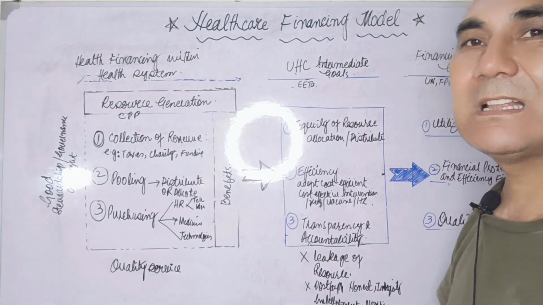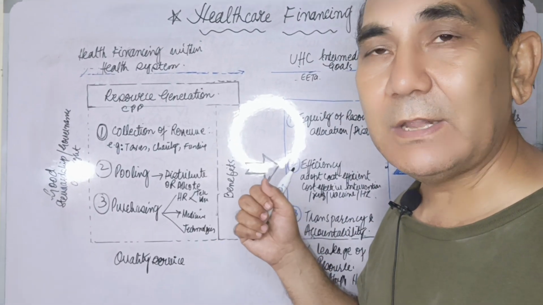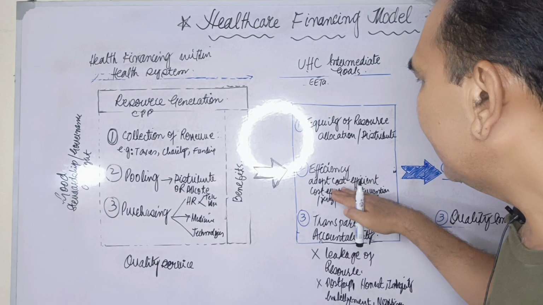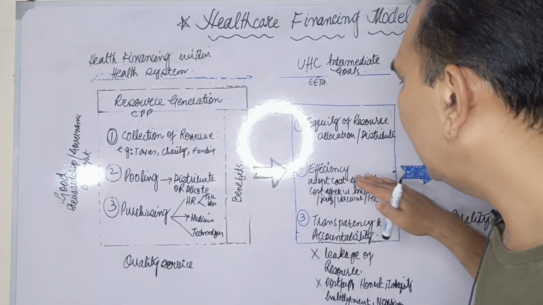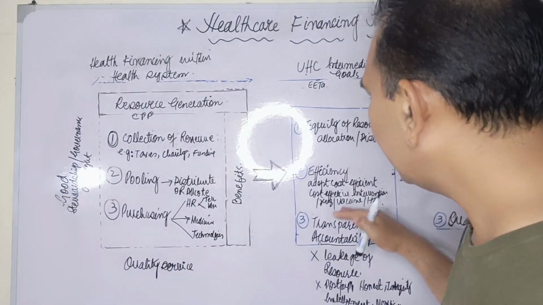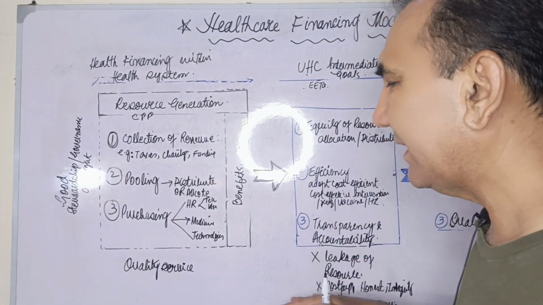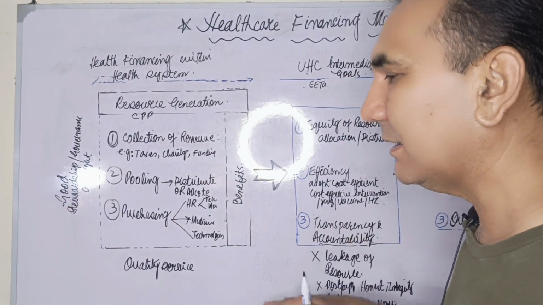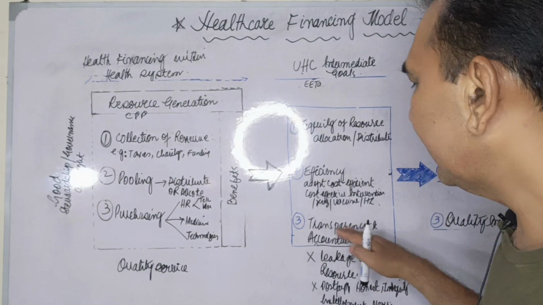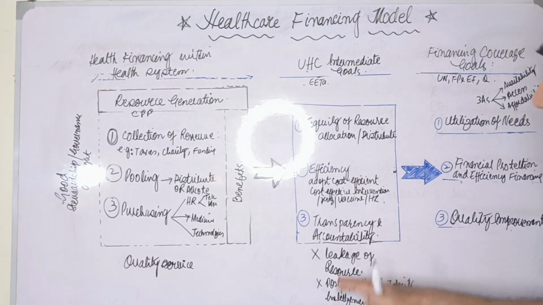The first one is equity of resource allocation, meaning whenever you allocate the resources, it should be on a need basis. And the second one is efficiency, the cost efficient and cost effective interventions, medicine, vaccine or HR that you should purchase or adopt. And the third one is transparency and accountability, which you should keep at every level.